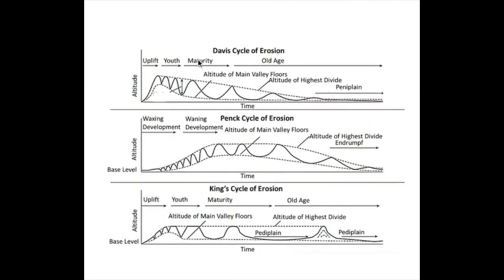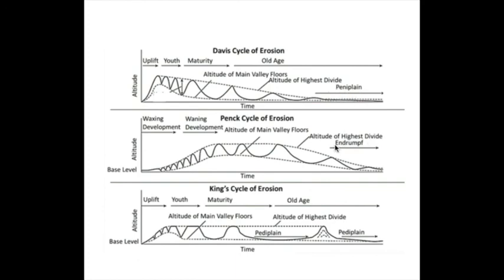We can recollect our understanding from this diagram. Davis cycle of erosion, this is youth stage, and this is mature stage, and this is old stage, and the low relief form in the later stage and the last stage, that is called peneplain. But that term has been given by different geographers with different terms.